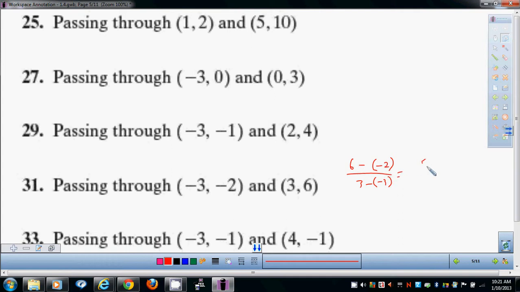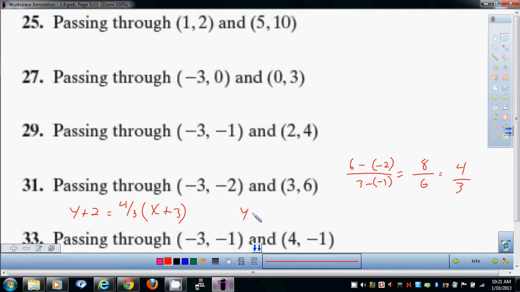6 minus negative 2 is 8. 3 minus negative 3 is 6, which reduces to 4 over 3. Now, it doesn't matter which point you choose. They are the same exact equation. So, let's just use the first point. Y minus negative 2, which is the same as y plus 2, equals the slope times x minus negative 3, which is the same as plus 3. That's your point slope form.